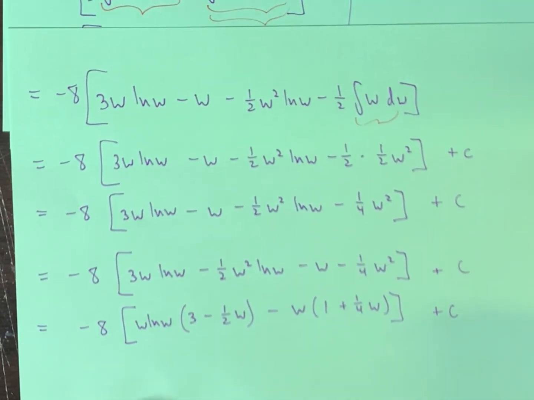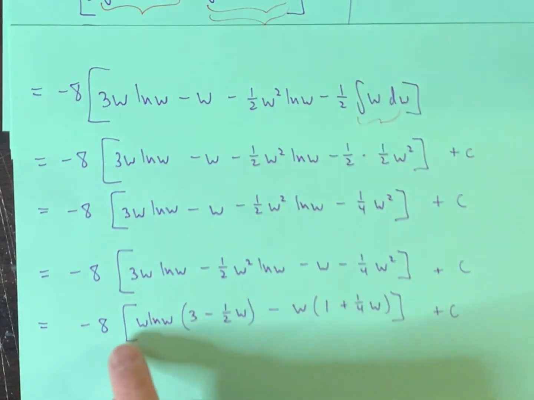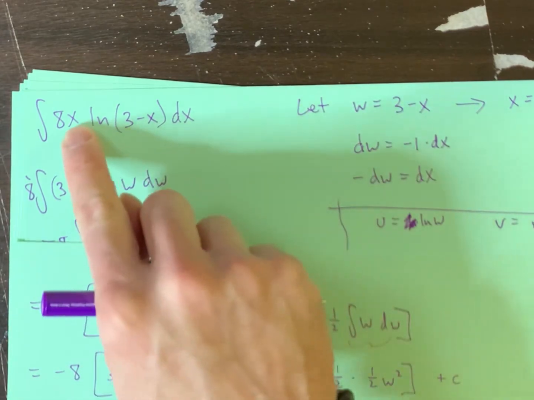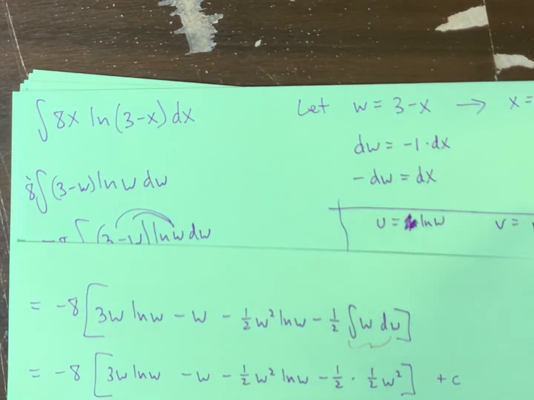Now, for the final answer, just write this all over again, but instead of all of these w's, we write 3 minus x, because remember, the problem began with x, so it should finish with x. So let's make that change.